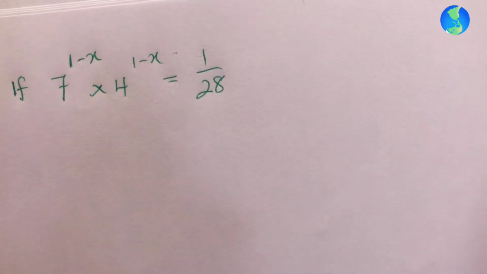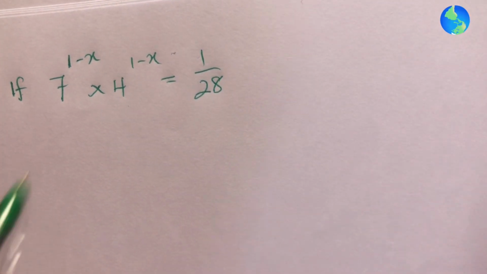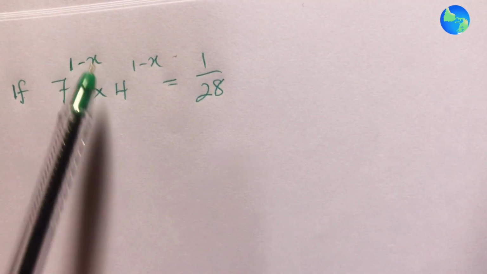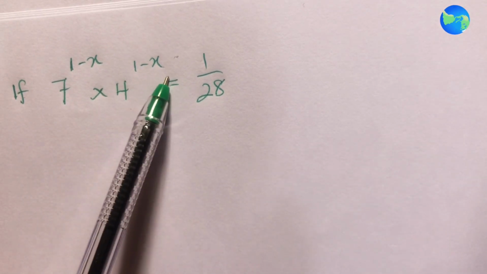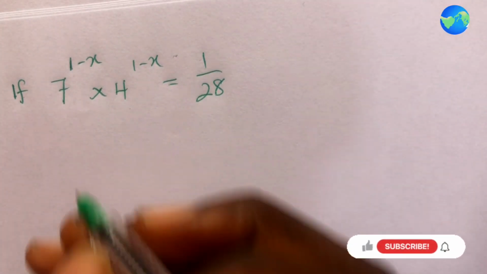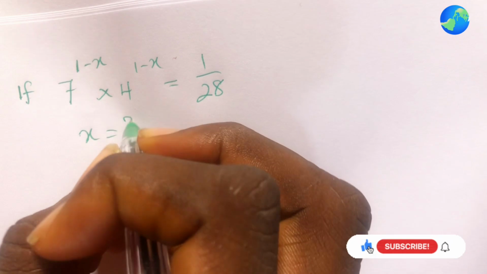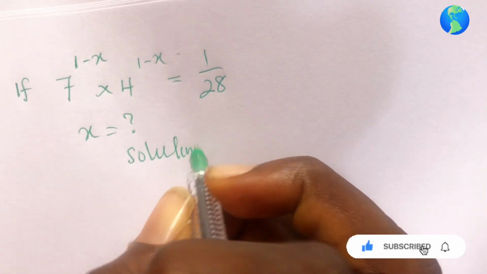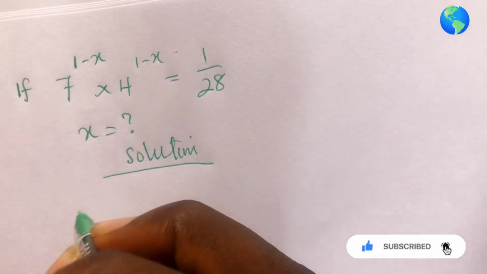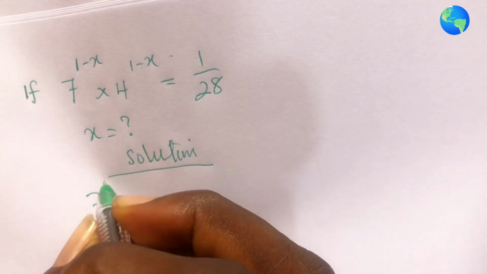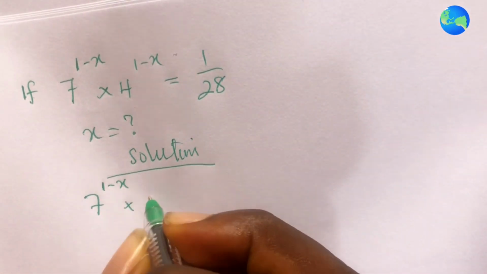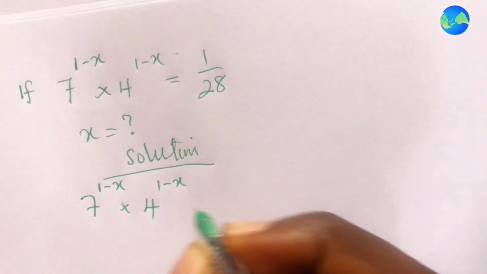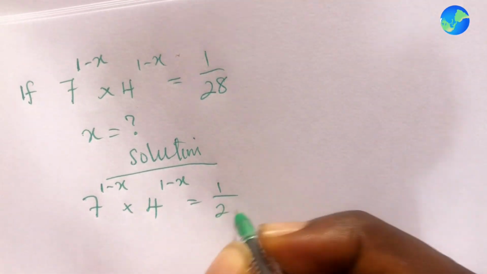Hello guys, in today's episode we have a question that said if 7 power 1 minus x times 4 power 1 minus x is equal to 1 over 28, what is the value of x? That's clearly what the question is asking. So let's see. For this, let's rewrite: 7 power 1 minus x times 4 power 1 minus x to be 1 over 28.